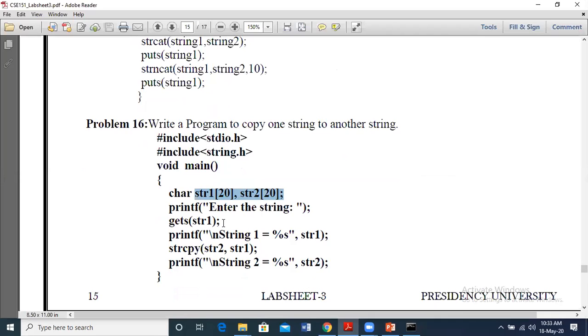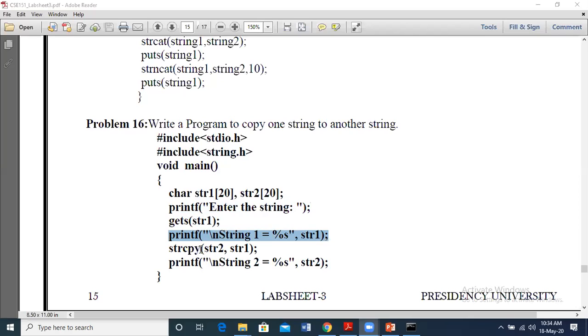Why? Because this has to be copied to the second string. If you take 2 inputs, whatever is there in str2 will be overwritten, so it is not necessary. We will take only one input, str1, and then copy that to str2. We are printing str1, that is optional. We are just printing whatever input we have taken. And next, note the syntax.